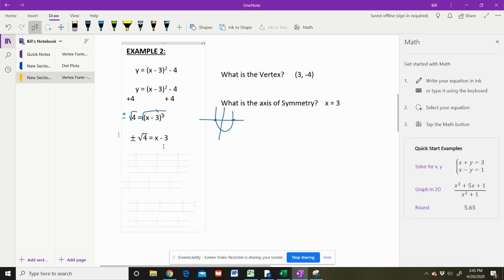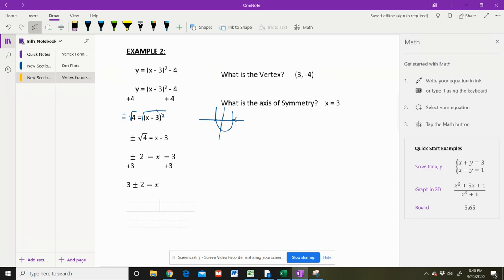Now what I want to do is bring my 3 to the other side. So I take the square root of 4. Square root of 4 is going to be 2. Remember, it's plus or minus 2. I want to bring the 3 to the other side. I've got to do the opposite of what it's currently doing. So I'm going to add 3 to both sides. I can't combine these two, so I put the 3 in front. It's going to be 3 plus or minus 2. All right, so 3 plus or minus 2 is equal to x.